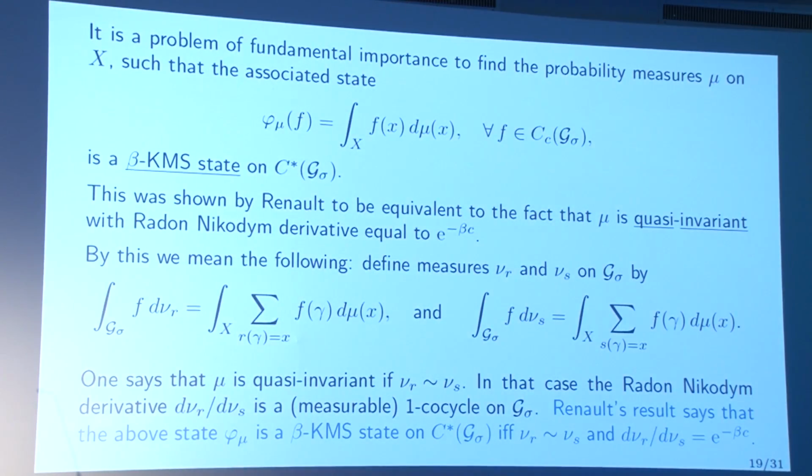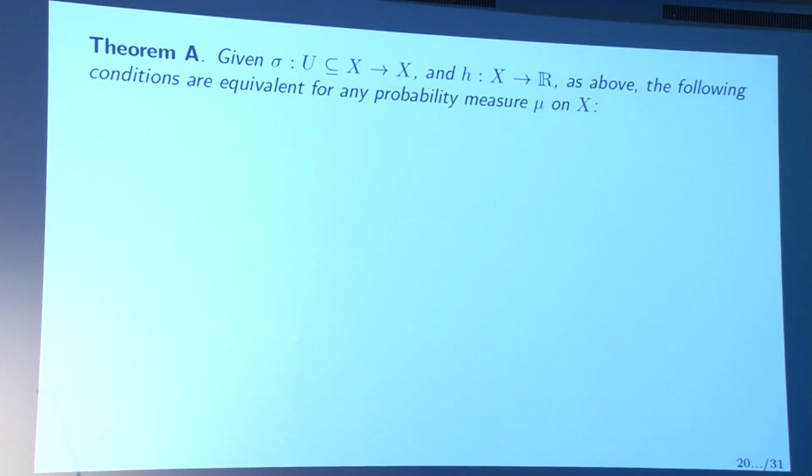And Renault's result, which I refer to here, says that the state phi mu, given by integration against mu on the unit space, is a KMS state at inverse temperature beta if and only if the measure is quasi-invariant and the Radon-Nikodym derivative is precisely the exponential of the cocycle multiplied by the inverse of the temperature. So here is a result which is reminiscent of lots of other known results, but I think it hasn't been proved at that level of generality.